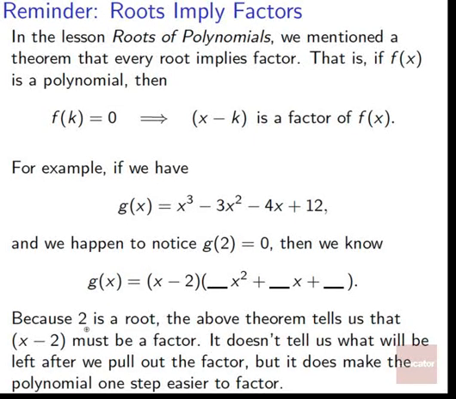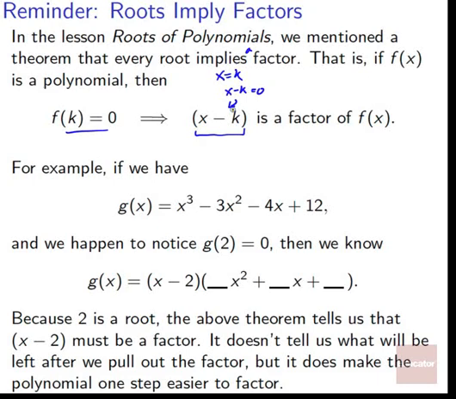In the lesson Roots of Polynomials, we mentioned a theorem that every root implies a factor. That is, if f of x is a polynomial and f of k equals 0, so k is a root, then we know x minus k is a factor of f of x. Because if x equals k gives a root, then x minus k equals 0, and thus we've got a factor from our normal factor breakdown.